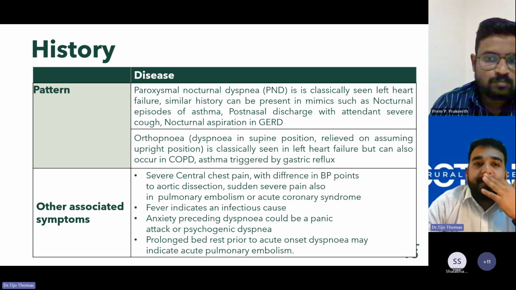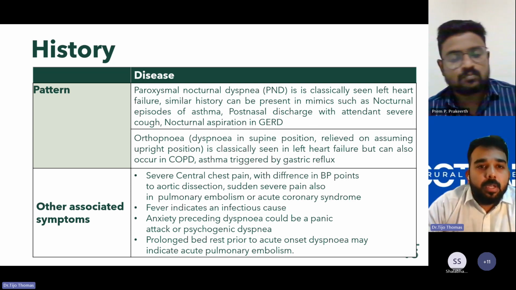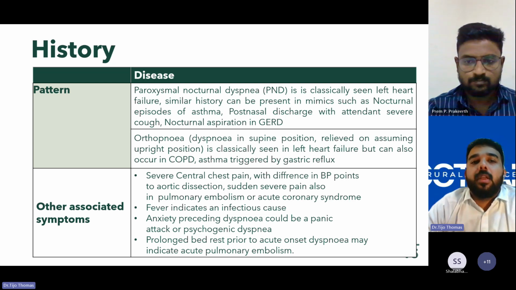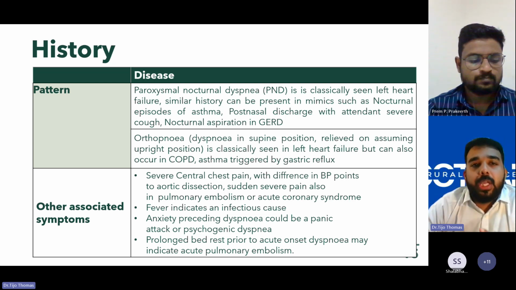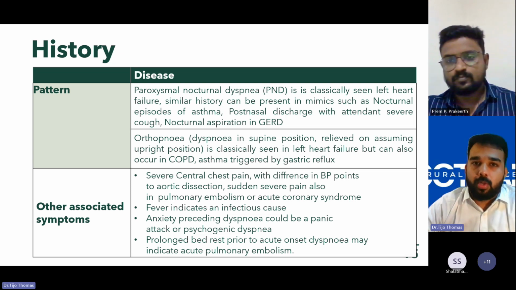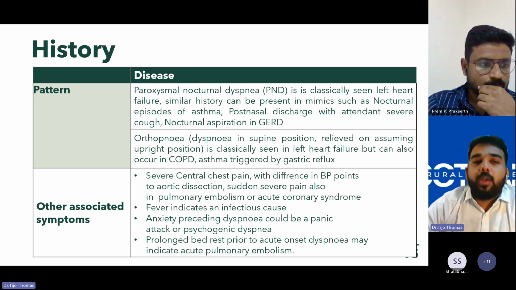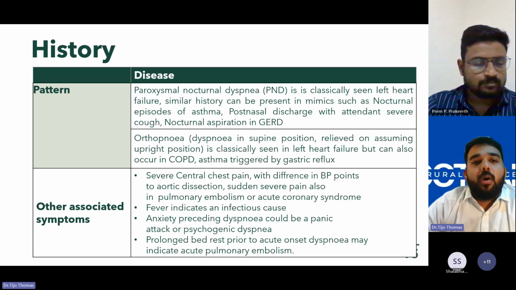There's a classical pattern to breathlessness in cardiac conditions, which I mentioned earlier. One is paroxysmal nocturnal dyspnea, which is classically seen in left heart failure. Basically, the patient will give a classic history of feeling breathless a few hours into sleep, and after 2-3 hours they'll get up from sleep and try to go to the window, trying to get a breath of fresh air, which is a sign of impending left heart failure.